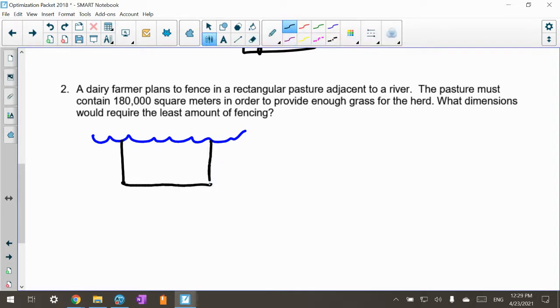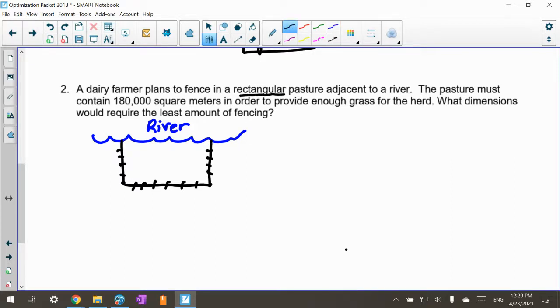Okay, so here's the fencing. And just think that we're God looking down at it, okay? And here's my river. It's right here. Okay, so the river's here. They're going to fence off this rectangular pasture. It's important that it's rectangular because that gives us certain properties.